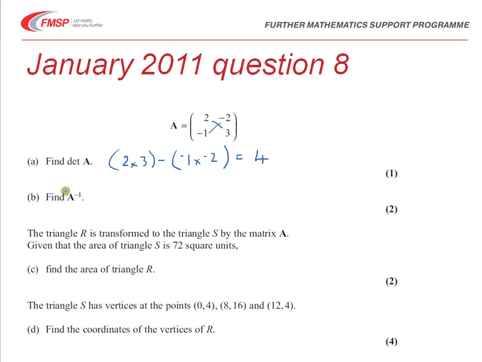The inverse of A, then the method is to take the leading diagonal of A, 2, 3, and swap it, and change the sign on the other diagonal, so 1 and 2 in that fashion, and then divide by the determinant. And that's it for that one there.